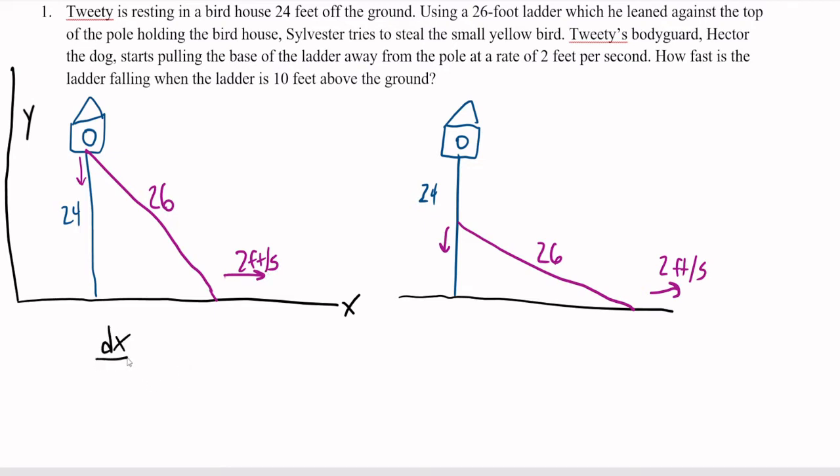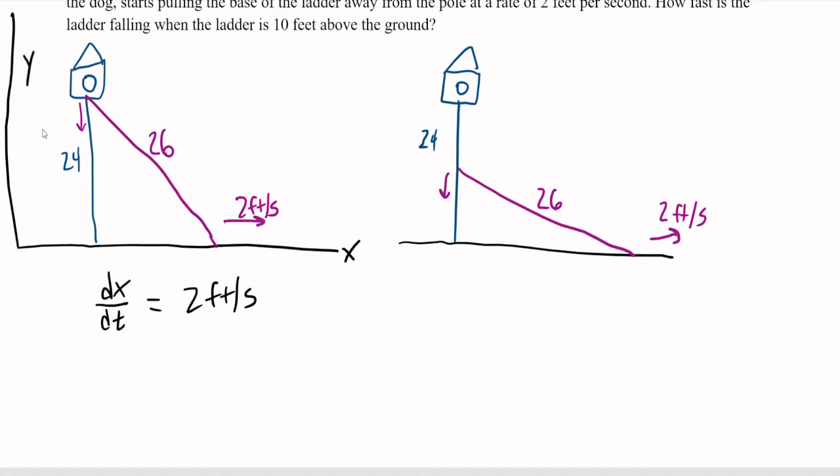Change in x over time. These problems, as it says in the directions above, almost always treat time as what's changing, right? On the bottom. That's going to be 2 feet per second. So awesome, we got some info. Now, what we are looking for is change in y, right? We need dy/dt. I don't know that. So, okay, I know dx/dt, I want to know dy/dt.